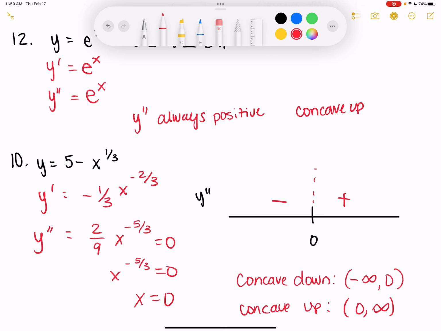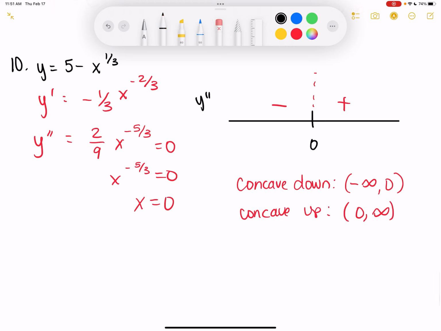Alright, so then points of inflection are the next one. It says find all points of inflection for the given problem. So 16, y is equal to x cubed times 4 minus x.